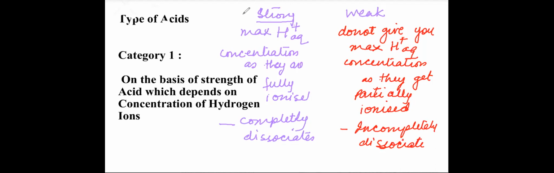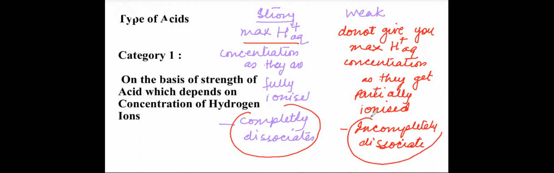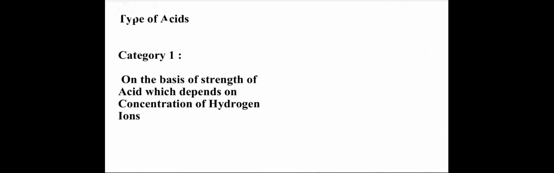So this is how they often ask you the question: what are strong acids and what are weak acids? You can say strong acids completely dissociate, giving us maximum hydrogen ion concentration, or you can write that weak acids incompletely dissociate, not giving you the maximum hydrogen ion concentration, or you can say partially ionized and fully ionized. So these two terminologies can be used to define strong or weak acids, right?